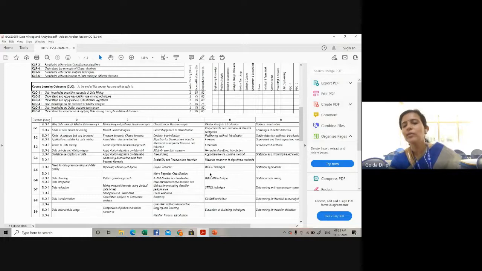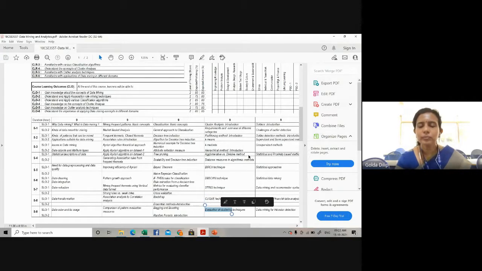After that, chameleon I will not be discussing. In case time permits, maybe later as an extra thing we can discuss. Otherwise, after the Birch technique, we will move on to the density-based technique. In that also, I will be discussing only the ones mentioned in the syllabus due to lack of time and other things. That's what I just wanted to show you.